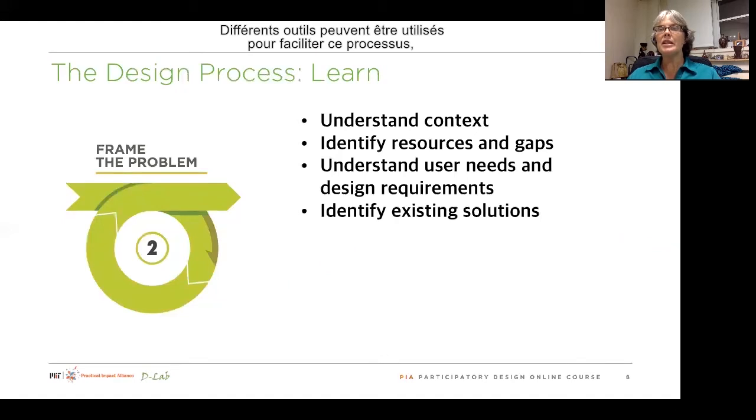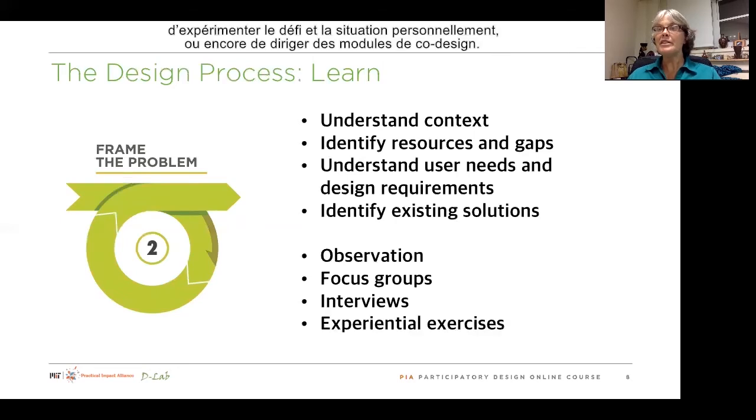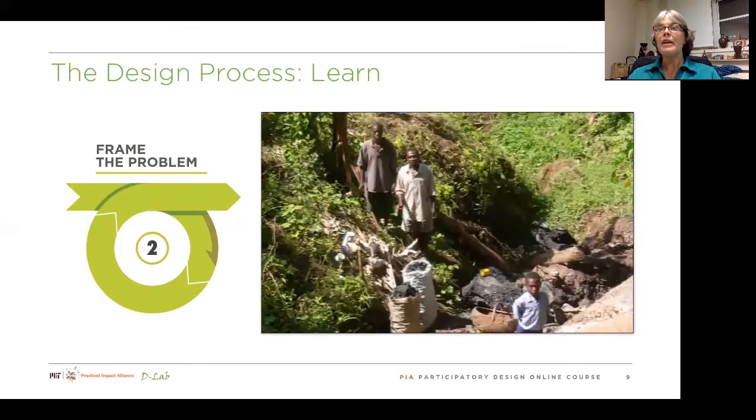Tools that can be used in order to help with this process include observation, talking to focus groups and doing interviews, experiencing the challenge and the situation yourself, and also leading co-design sessions. In the case of our example, the Fuel from the Fields project, we learned as much as we could about the causes of deforestation. And one of the things that we learned is that charcoal production was one of the biggest contributors to this problem.